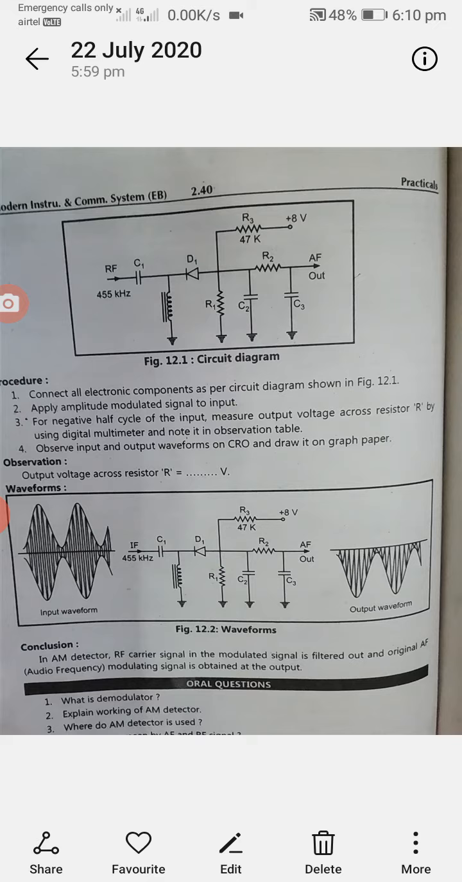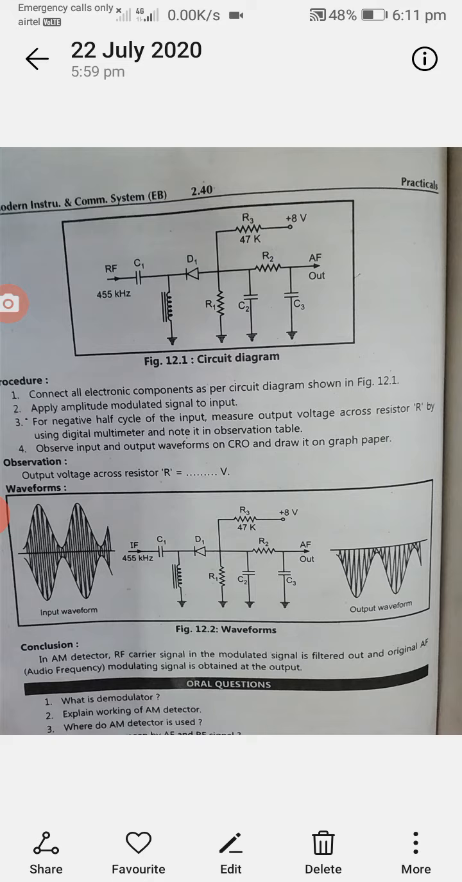The input waveform and output waveform are also shown in the given figure. Conclusion of this experiment: in the AM detector, the RF carrier signal in the modulated signal is filtered out and the original AF (audio frequency) modulating signal is obtained at the output.